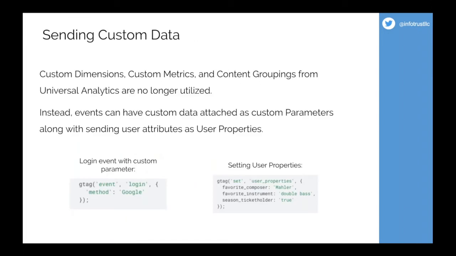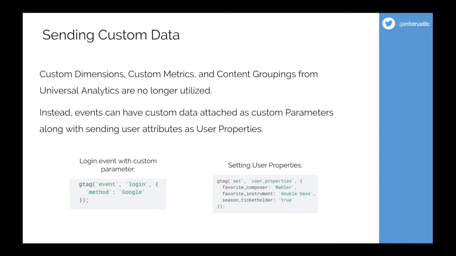So it's also possible to send custom data. For anybody that's on Google Analytics 360 and is using those 200 custom dimensions, 200 custom metrics, content groupings, things like that, a lot of that data can still be sent in, but because this is the Firebase Analytics data model, those things don't exist anymore. So custom dimensions, content groupings, custom metrics, those are no longer a thing with these new App Plus Web properties. Instead, everything gets sent with an event, as we've talked about, but the events can include custom parameters, and you can also send in additional user attributes as user properties.